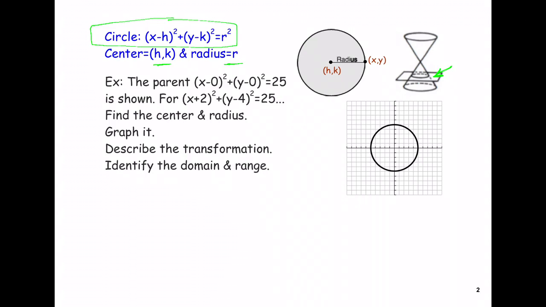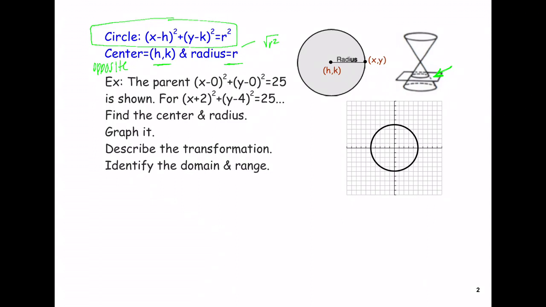So to find the radius, you need to take the square root of r squared, and to find the center, you want to use the opposite of your h and your k. So the parent function we're looking at is (x minus 0) squared plus (y minus 0) squared equals 25, and it is graphed to the right.